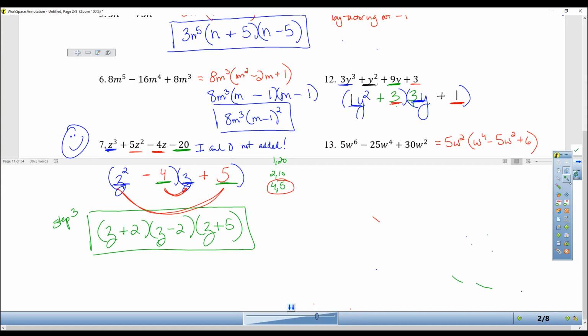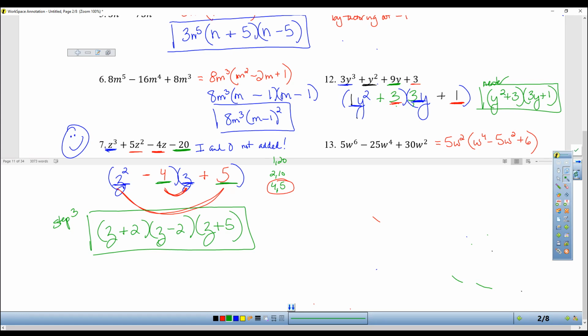Now this is the correct answer. I'm only going to rewrite it just to make it look neater. There's nothing wrong with that answer. Y squared plus 3 is just kind of colorful and it's got marks on it, times 3y plus 1. Okay.